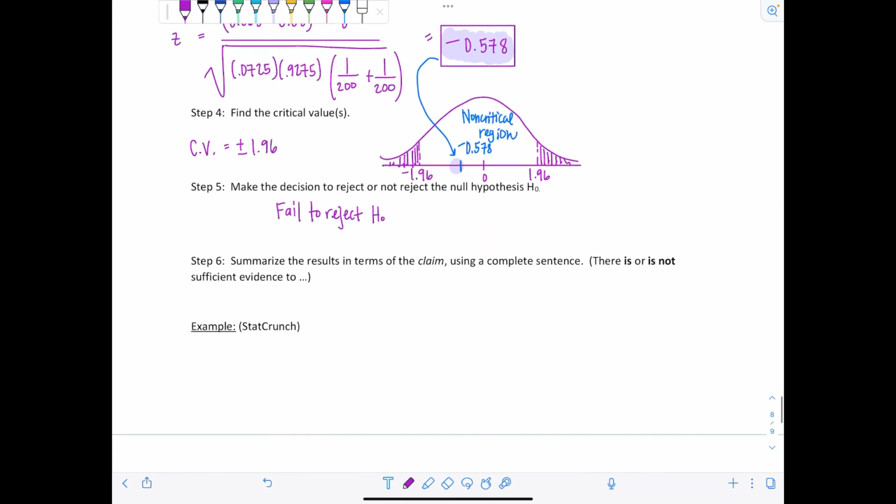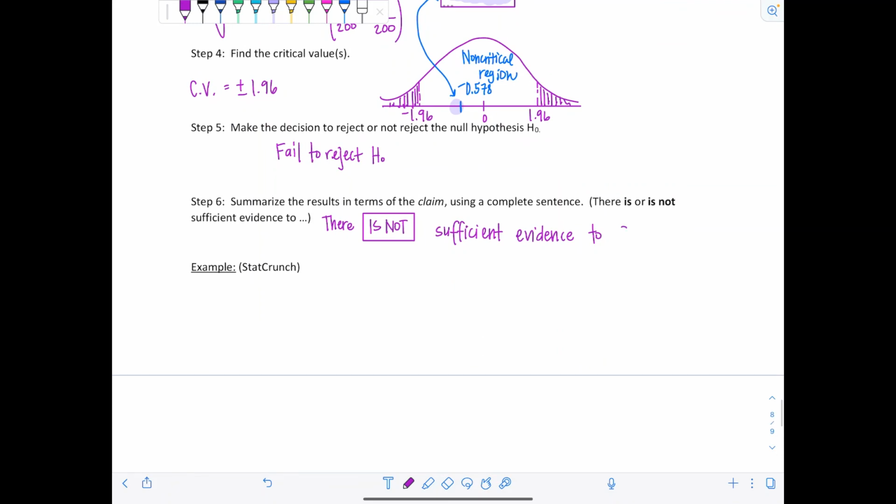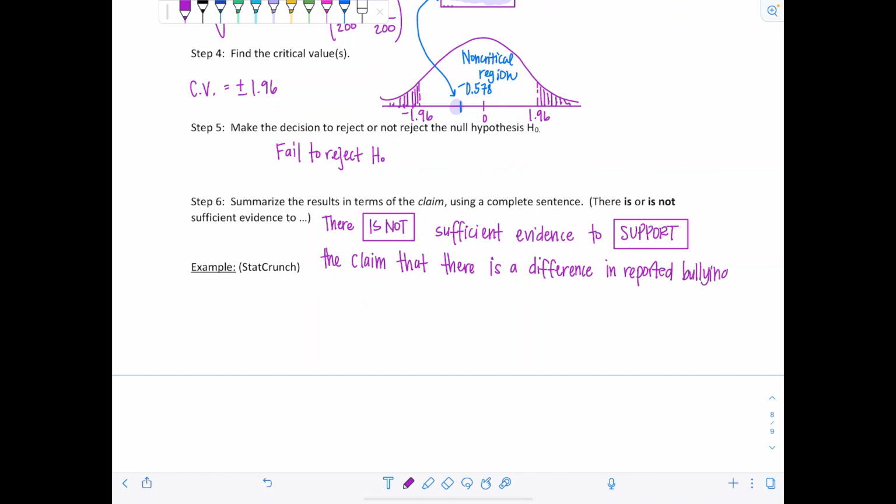Okay, good. So now let's summarize there. In this case, I'm going to say there is not sufficient evidence. Should I say reject or support? Where was the claim? In the alternative. So I'm going to say support the claim. What were they claiming? There is a difference in reported bullying. I think that word reported is important. How much bullying goes unreported? Between public and private schools.